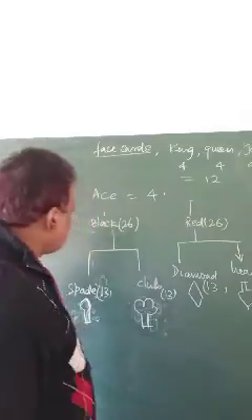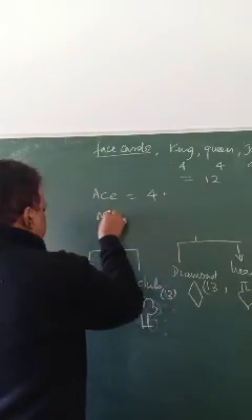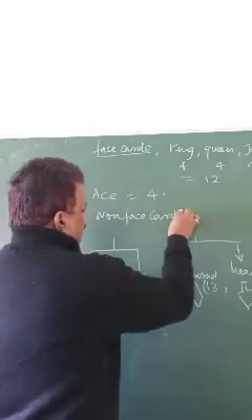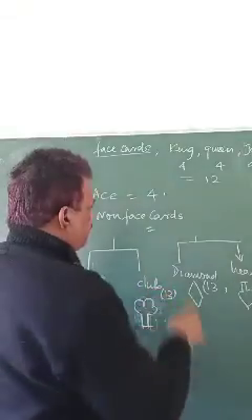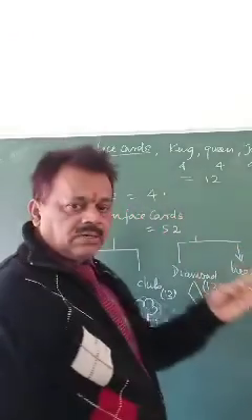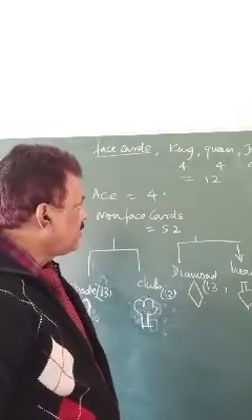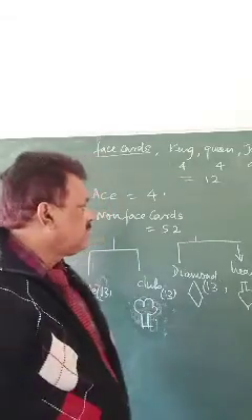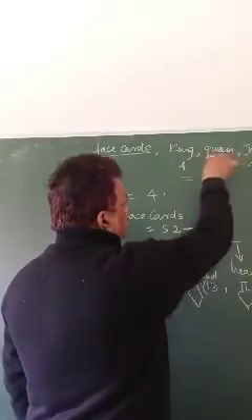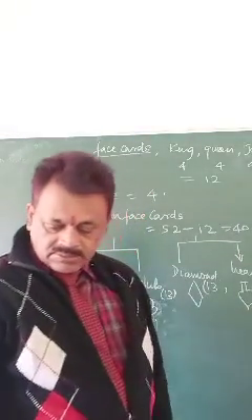Okay. Non-face cards. This is face cards. Total how many? 52. This is non-face. Others are 1, 2, 3, 4, 5, 6, 7, 8, 9, up to 10 is non-face. So 52 minus 12. Face cards are 12, so 40. Okay, this is about cards.